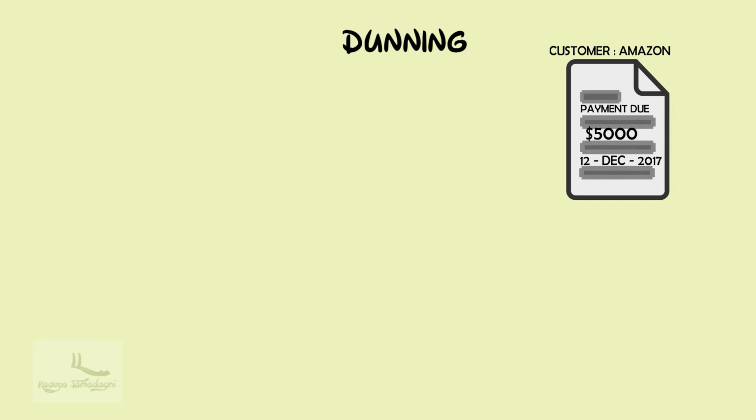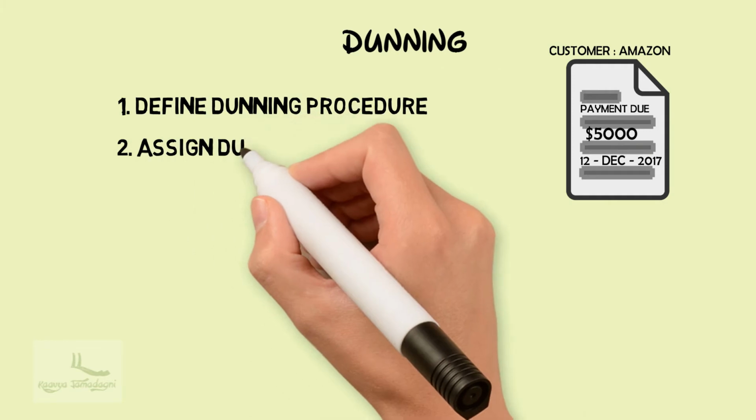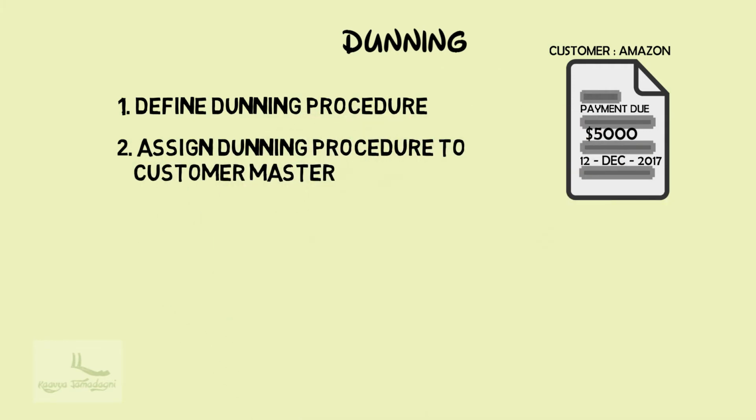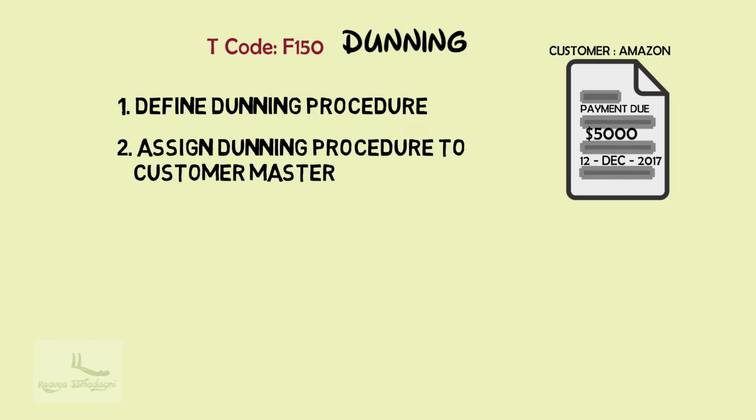The first step is to define the dunning procedure, and the second step is to assign the dunning procedure to customer master data. After configuration, we'll proceed to testing of our configuration. To test, I'll create an invoice in an old date because it should be due for the payment. And then I'll run the dunning using the T code F150 and verify that the payment notice has been sent to the customer.